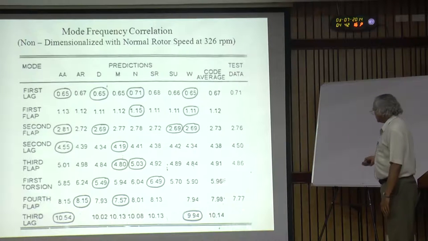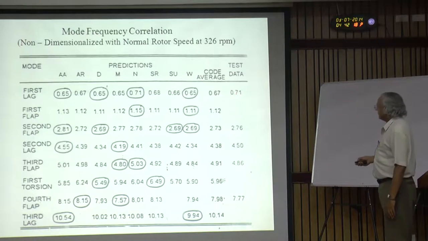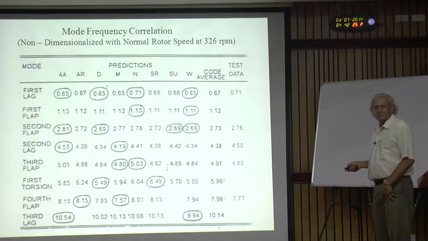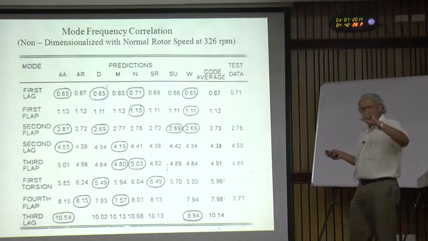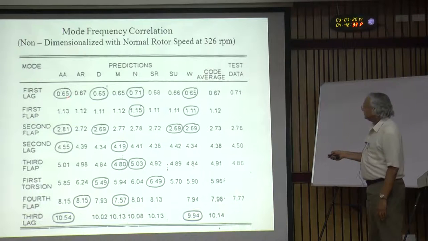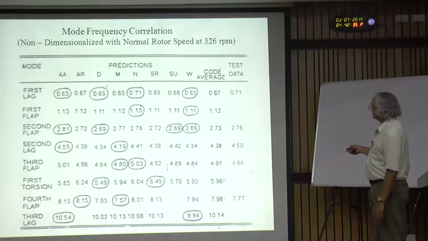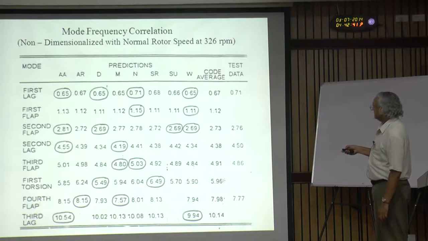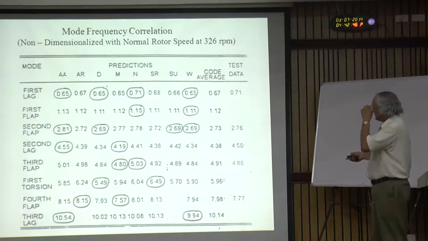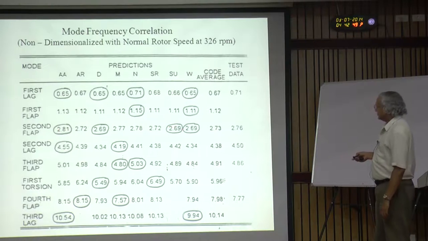This is the test data. And this is the code average of all of these. If you see, the test data is 0.71. Non-dimensional, because natural frequency divided by rotor RPM is what they use. Now if you look at these codes, one predicted 0.71, but one is 0.65. The range is between 0.65 and 0.71. Then you go to the second flap mode.